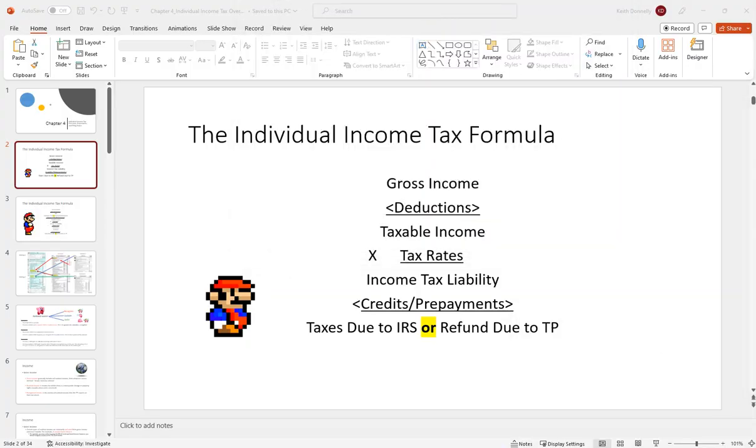So if we were to dissect it, get it to its very bare bones, you would start with your income, you would back out your deductions, that gets you to your taxable income. You use this to figure out your tax liability based on the tax rates. You back out any credits and prepayments, and you either are owed money or you owe money. So that's the simple baby version.